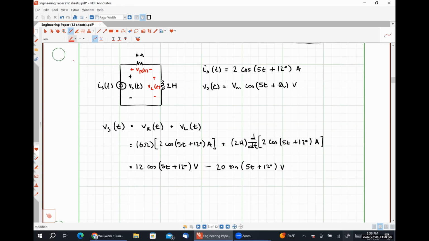So just to be clear here, this bit represents the VR of t, and this bit represents the VL of t. So I have a result here, and it's kind of similar to what I'm expecting. But instead of a single sinusoidal function, I now have effectively the sum of two sinusoidal functions. So I'd like to take a moment to plot these two functions on Desmos, which is an online graphing calculator, and see if I add those two together, do I get a single sinusoidal function?